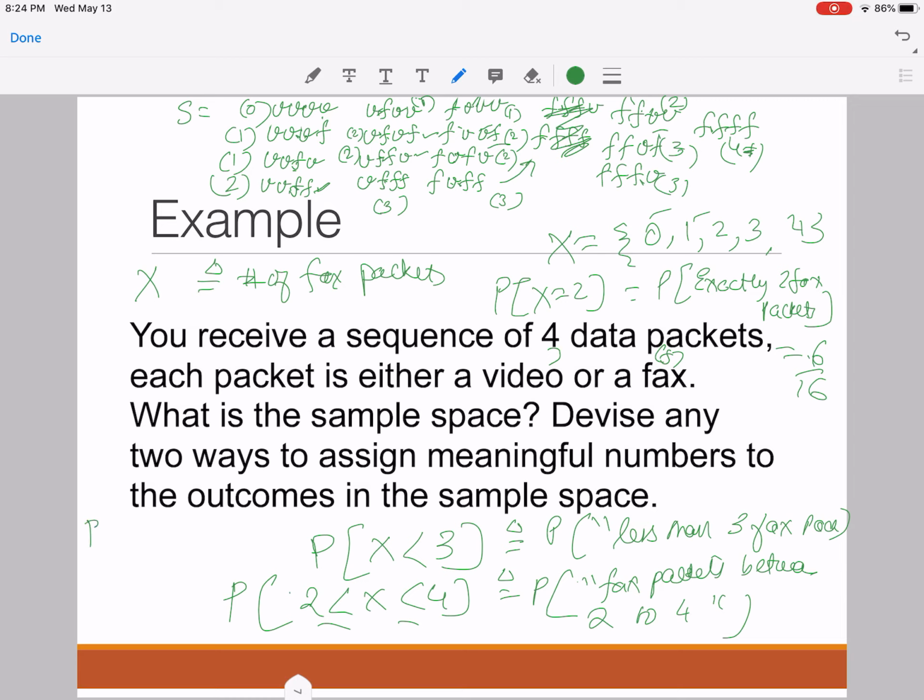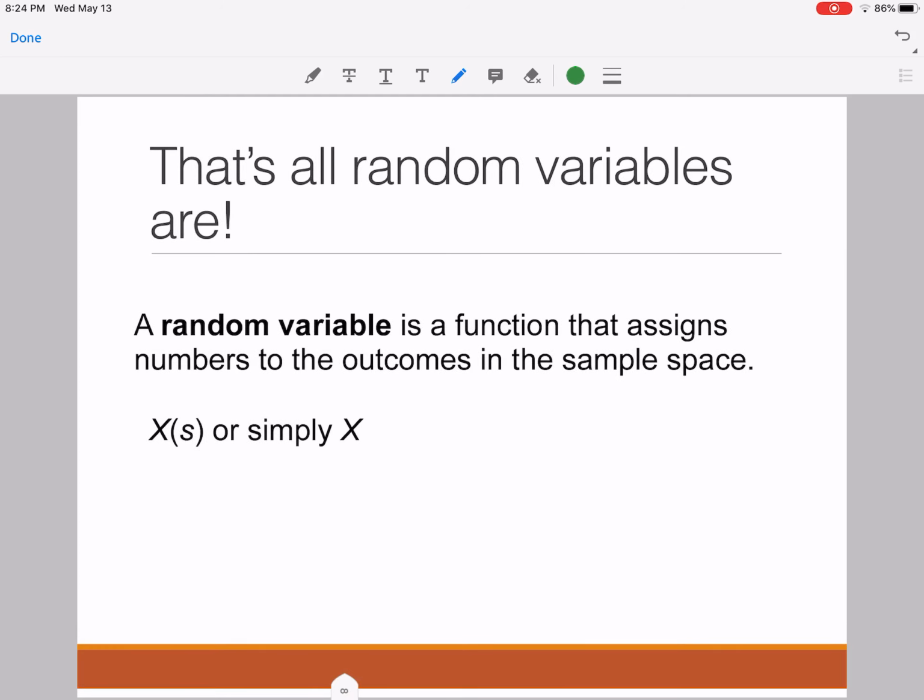For example, the probability that X is less than 3 given that it is less than 4. So here I'm asking, what's the probability that I receive less than 3 packets given the fact that I have definitely gotten less than 4 fax packets? So in this way, we use random variables to answer different probability problems and to model different events pertaining to a given experiment. And that's all random variables are.